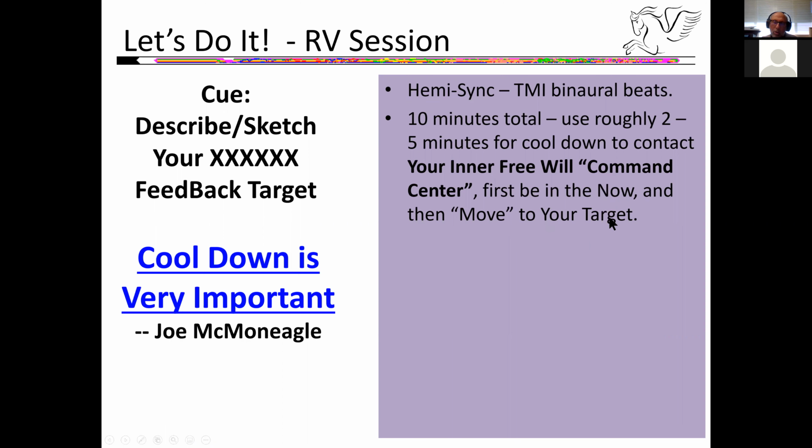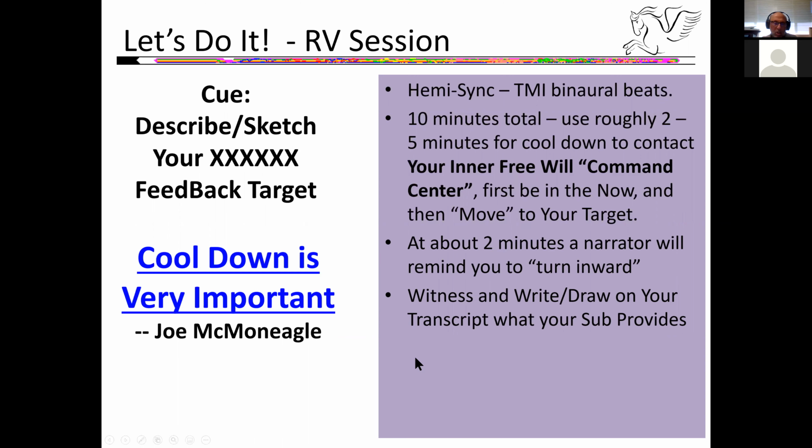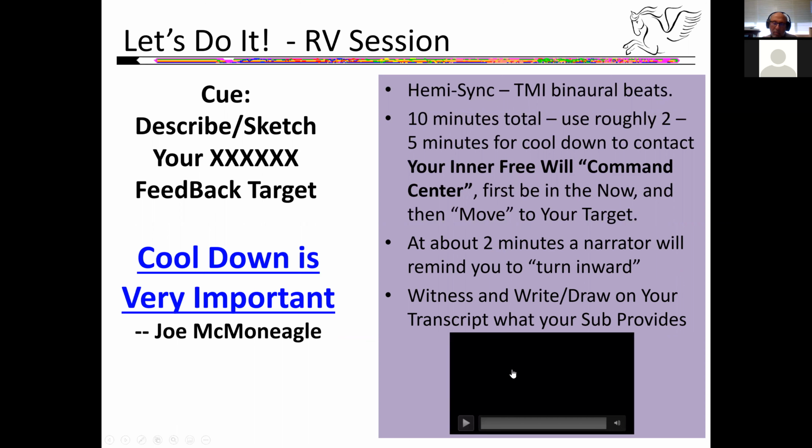Then when you feel ready that you're really just in the now, move to your target. Just with your own free will, give yourself the intention to describe and sketch your target, and go to your piece of paper and write that coordinate again and go. After about 2 minutes, a narrator will remind you to turn inward and just witness and write and draw on your transcript what your sub provides. And I'll start now.